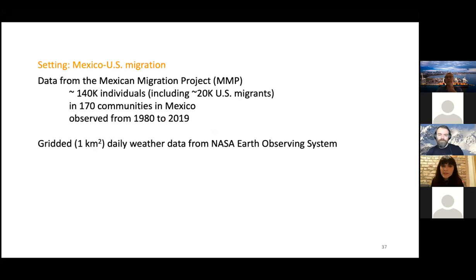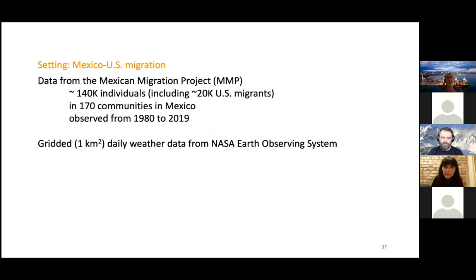So the setting we have is Mexico-US migration, the largest international migration in the world, and the data comes from the Mexican Migration Project. So this is survey data that began its collection in the 1980s. And the way it works is every year, researchers select 2 or 3 communities in Mexico in regions that have high migration rates, and they go to these communities and they randomly select 200 households, and they collect information on everyone in the household. And if a migrant is absent in the US, they'll ask a proxy about that migrant, and they collect retrospective life histories.